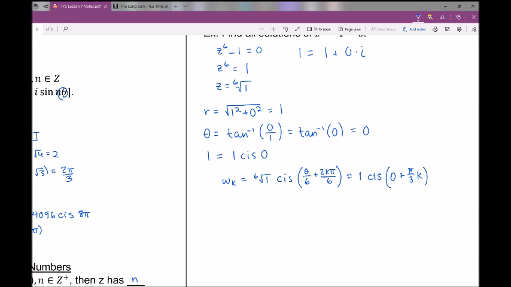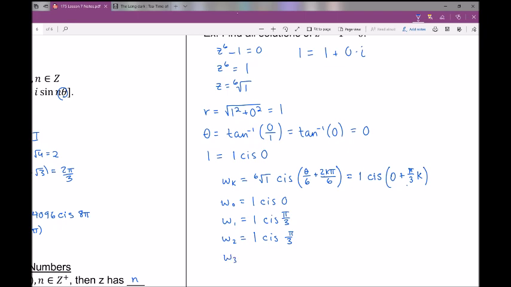So basically what this means is every time we go to a new root, we're just going to add pi over 3 to the argument. So for omega sub 0, we get 1 cis 0, and that's just 1. That's the real solution that we already knew about. Omega sub 1 is going to be 1 cis pi over 3. So this one's really nice because we started at 0, so we can just add pi over 3 to each argument. Omega sub 2 is going to be 1 cis 2 pi over 3.